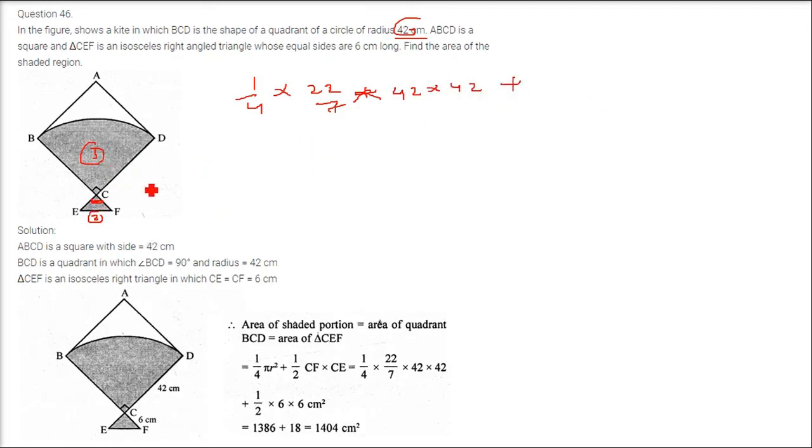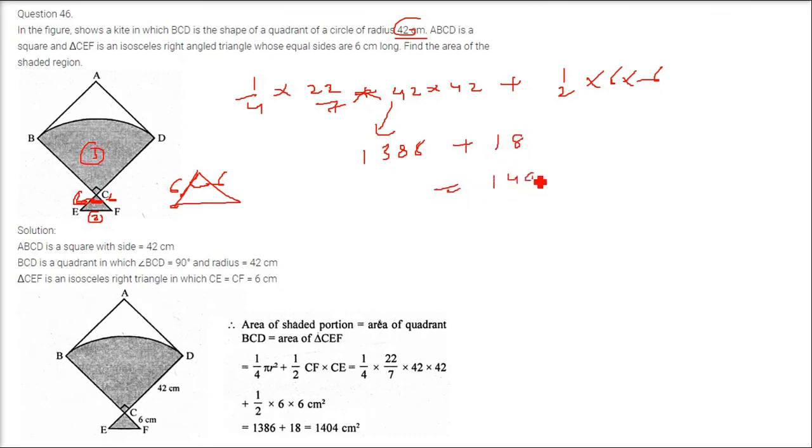And now how about the second one? Because it's a 90 degree, and we know that these sides are 6 and 6, this is an isosceles triangle. This side is 6, this side is 6, and this is 90 degrees. So half into base into altitude, half into 6 into 6. This will come as 1386, this will come as 18. So the answer will be 1404 centimeters squared.